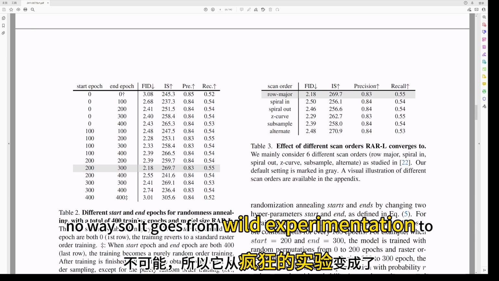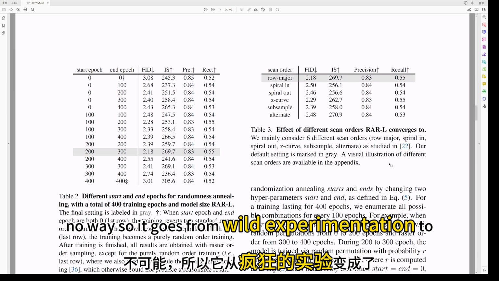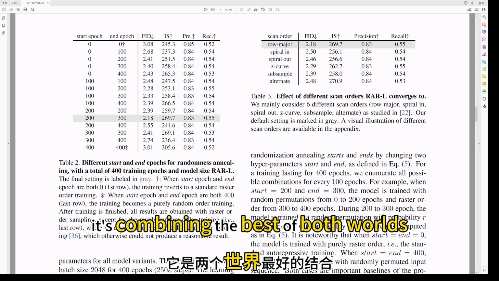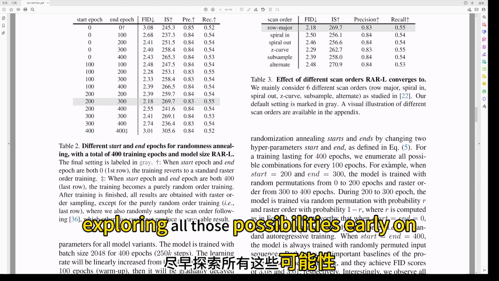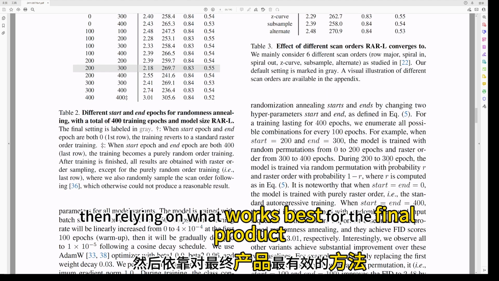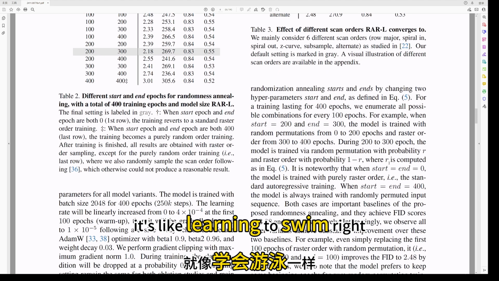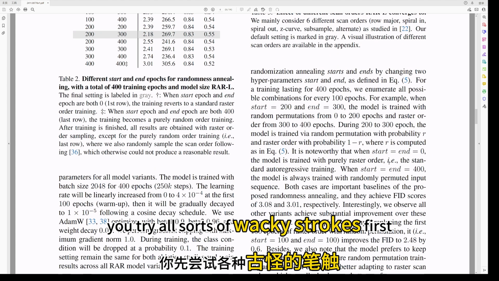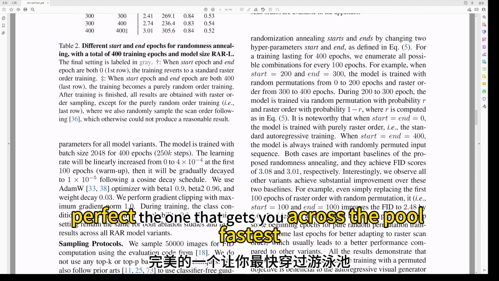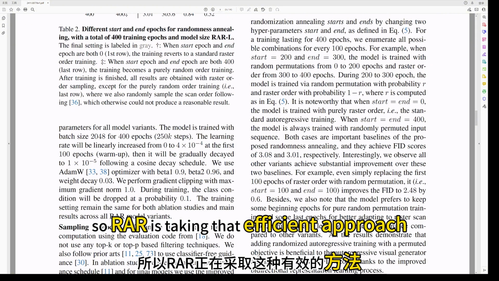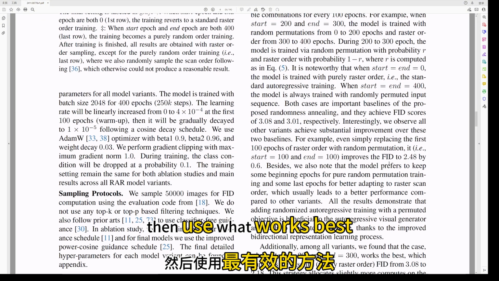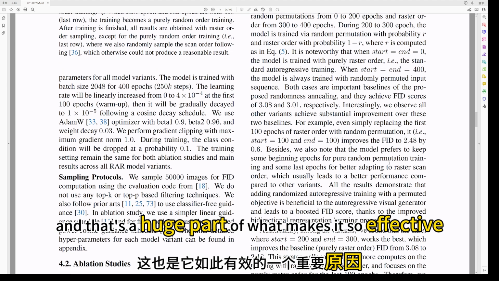No way. So it goes from wild experimentation to, like, the tried and true method. Yep. It's combining the best of both worlds. Exploring all those possibilities early on, then relying on what works best for the final product. Smart. It's like learning to swim, right? You try all sorts of wacky strokes first, but eventually you perfect the one that gets you across the pool fastest. So RAR is taking that efficient approach: learn from everything, then use what works best. Exactly, and that's a huge part of what makes it so effective.